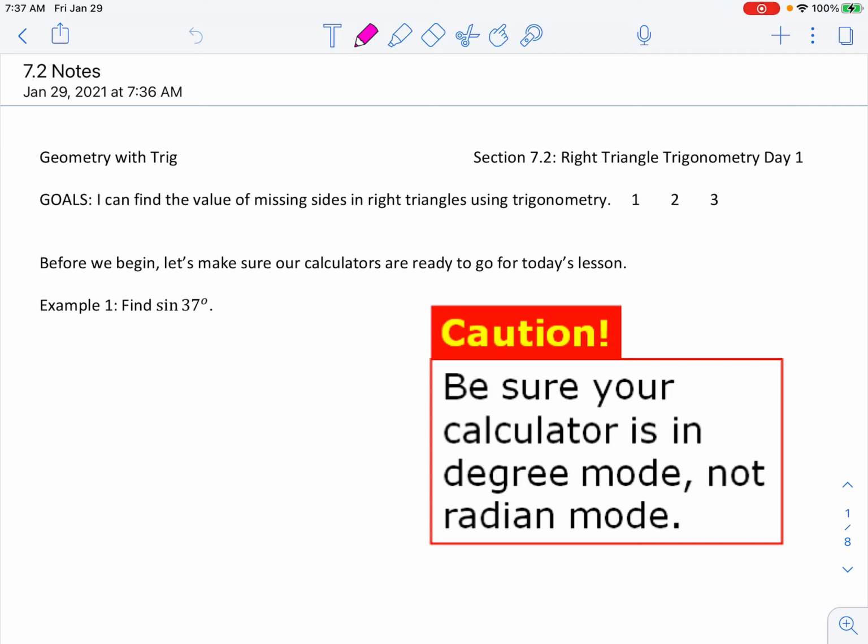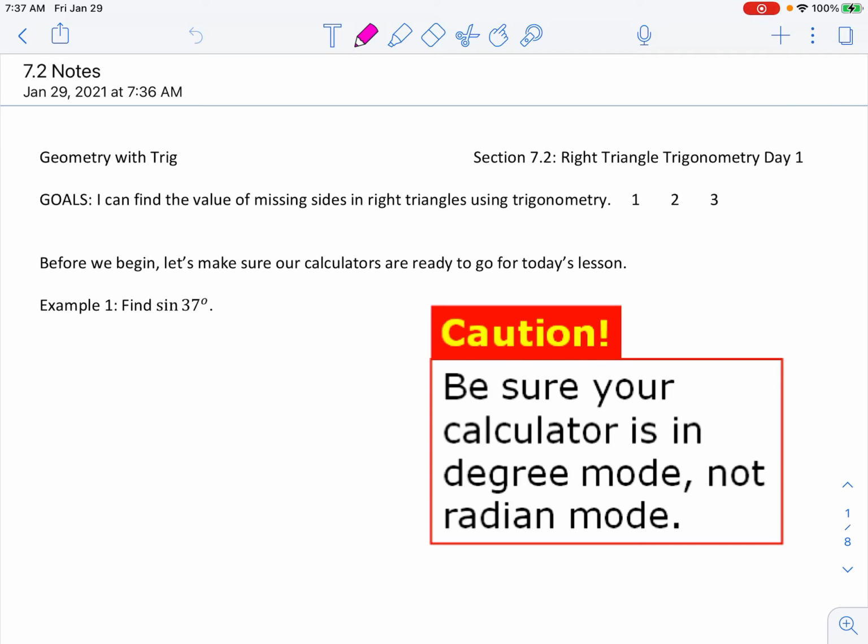Before we get started, we're going to be using a calculator to solve these because we'll be using the sine, cos, and tangent function on your calculator. We have to make sure that your calculator is in the correct mode. You'll notice down here in the red box it says to be sure that your calculator is in degree mode, not radian mode.